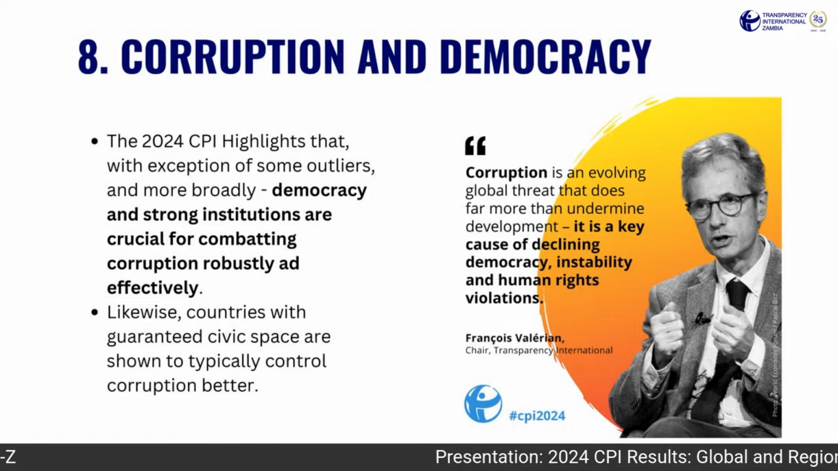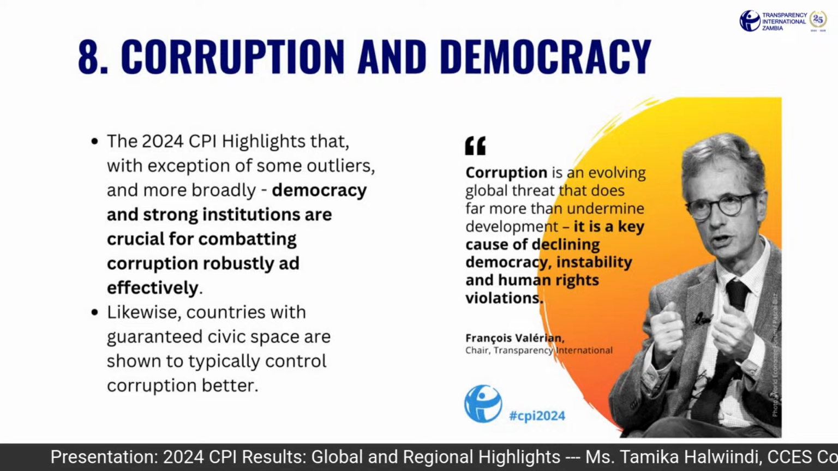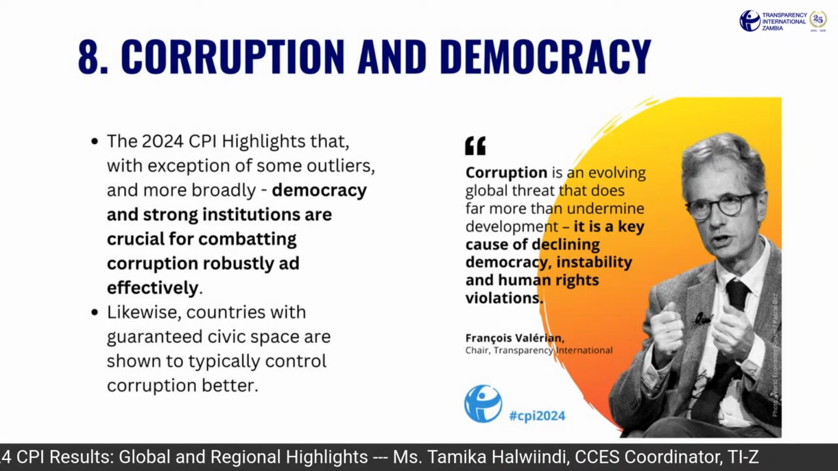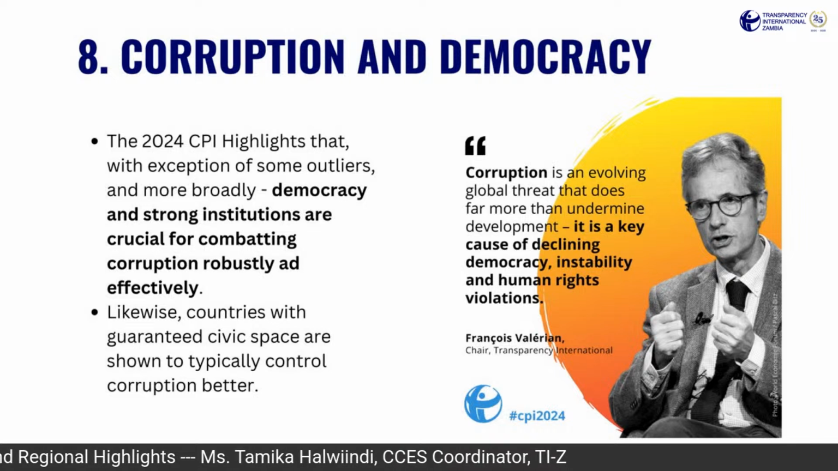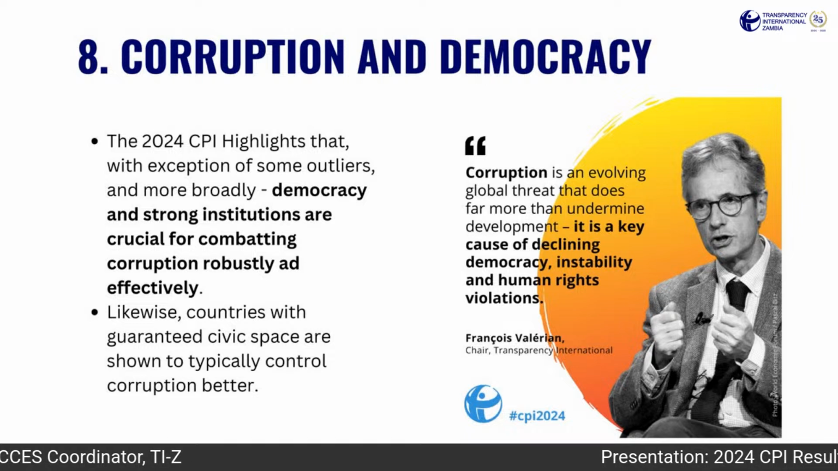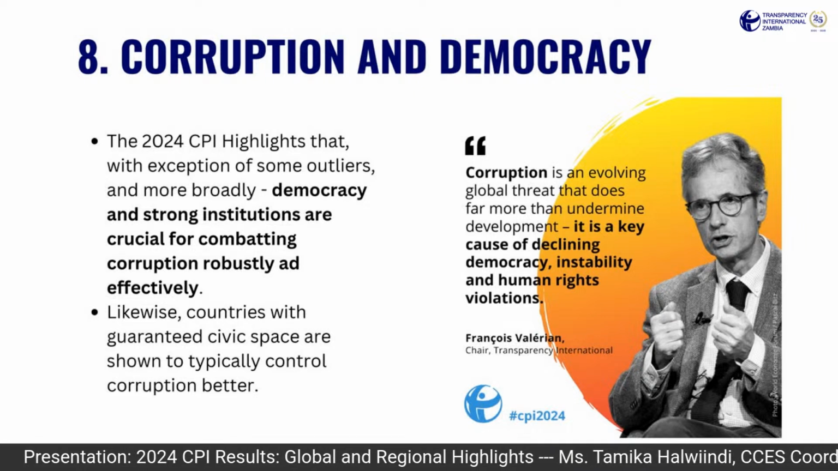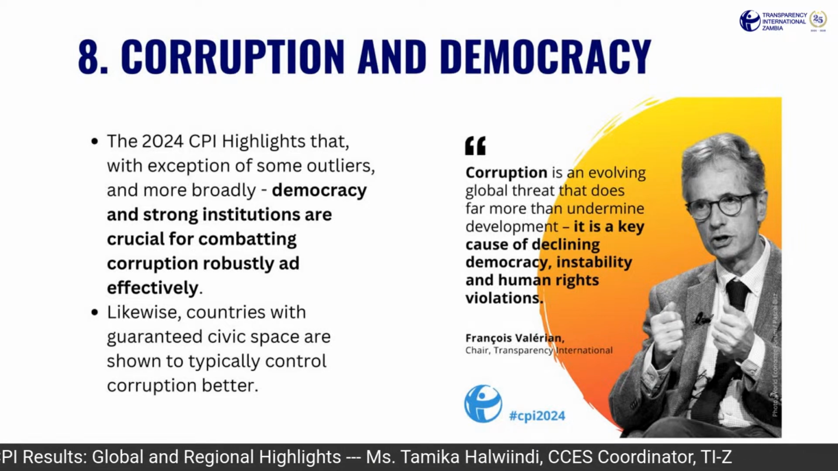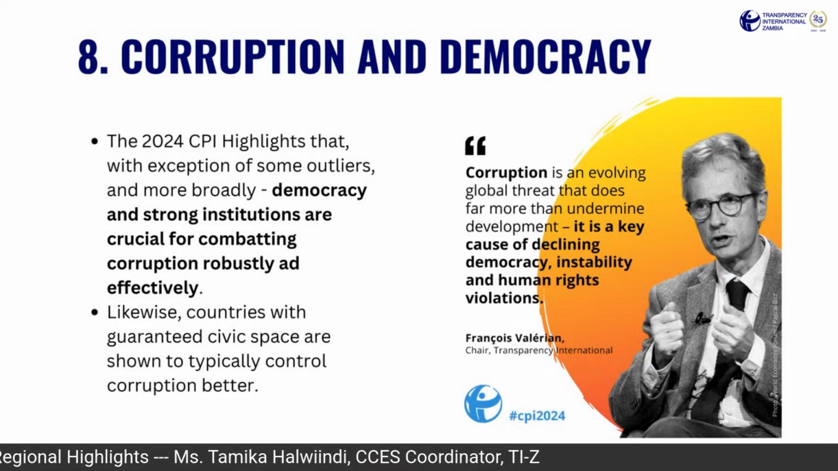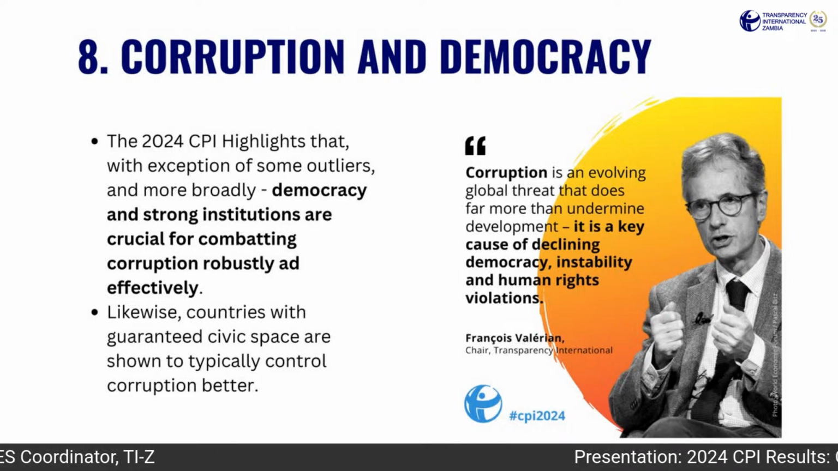Like I said, there are some outliers in the 2024 CPI, but overall democracy and strong institutions are crucial for combating corruption robustly and effectively because of the enabling environment created in those systems. There is a quote from our current Transparency International chair, and he notes that corruption is an evolving global threat that does far more than undermine development. Corruption is a key cause of decline in democracy, instability, and human rights violations.